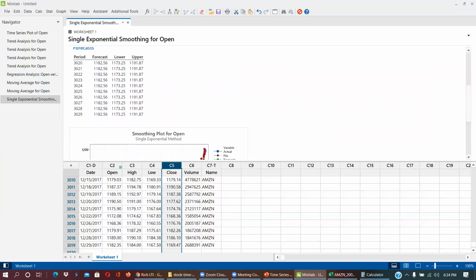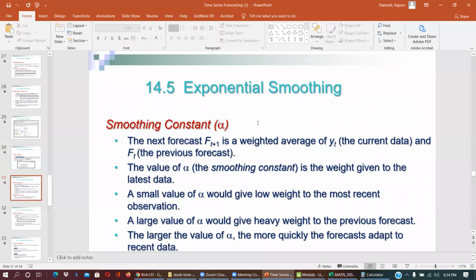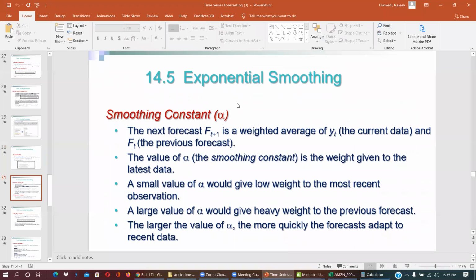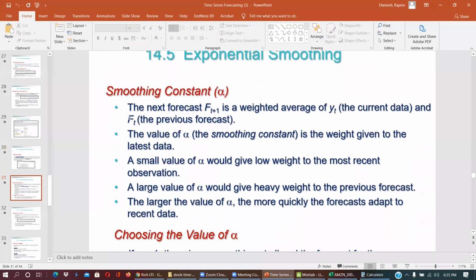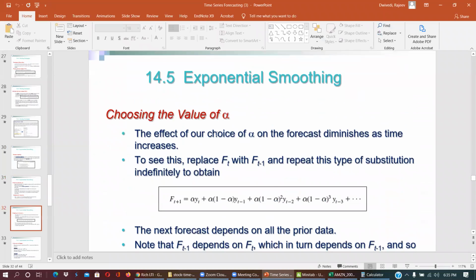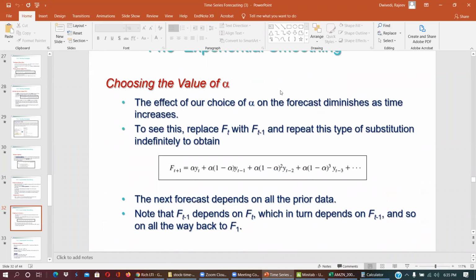In exponential smoothing, here you can select the smoothing constant. You can decide the alpha value.